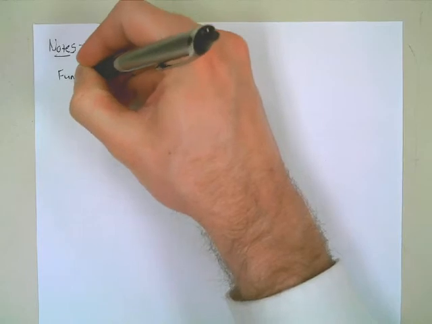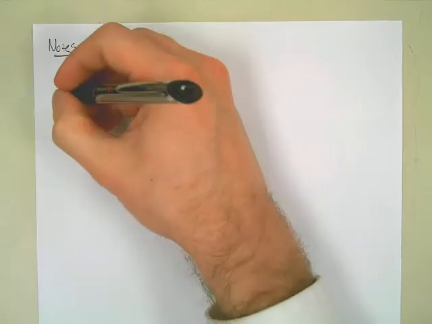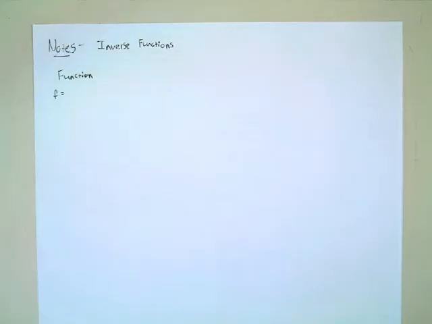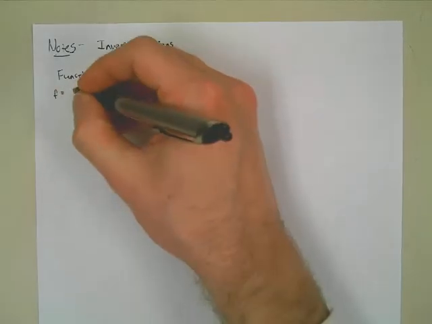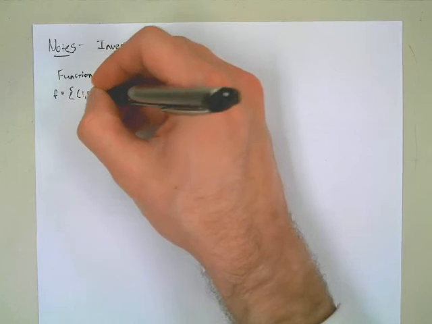Way back when you guys first learned about functions, sometimes you weren't given just a function rule, like f of x equals x squared plus 2 or something like that. Sometimes you were just given a function relationship. So we could say something like this: f is just a set of ordered pairs.